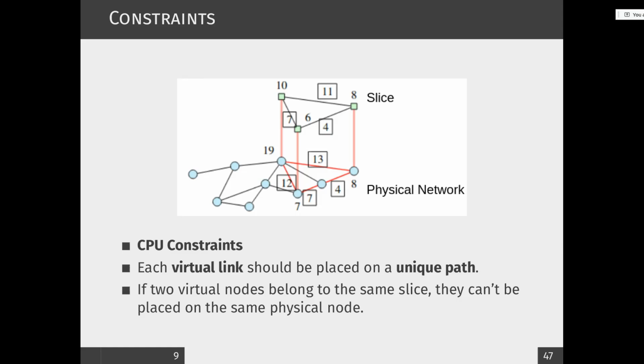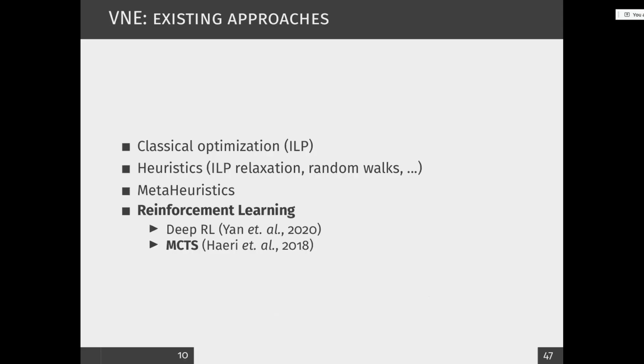And if two virtual nodes are in the same slice, we consider they cannot be placed on the same physical node. This one can be relaxed very easily in our approach and in most approaches in the literature. It's nice to have for redundancy, but it's not mandatory. You can adapt this one.